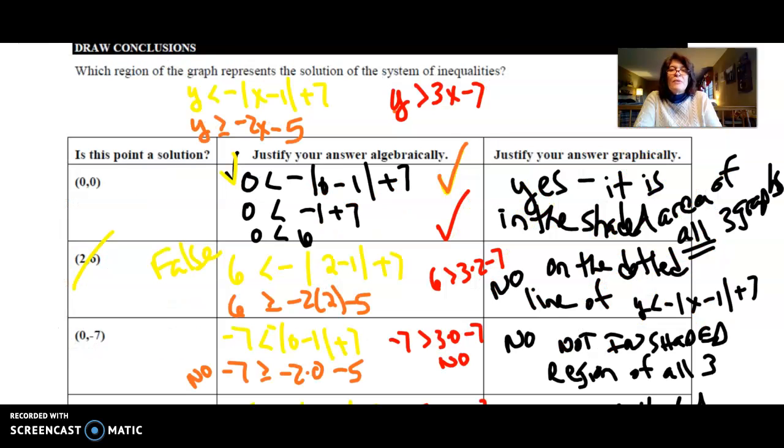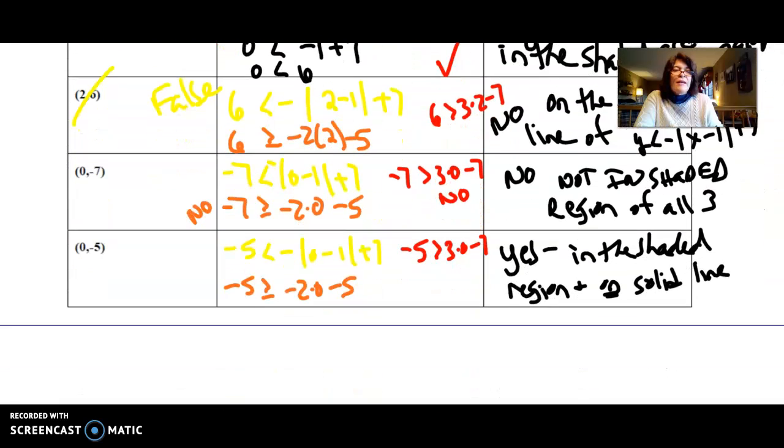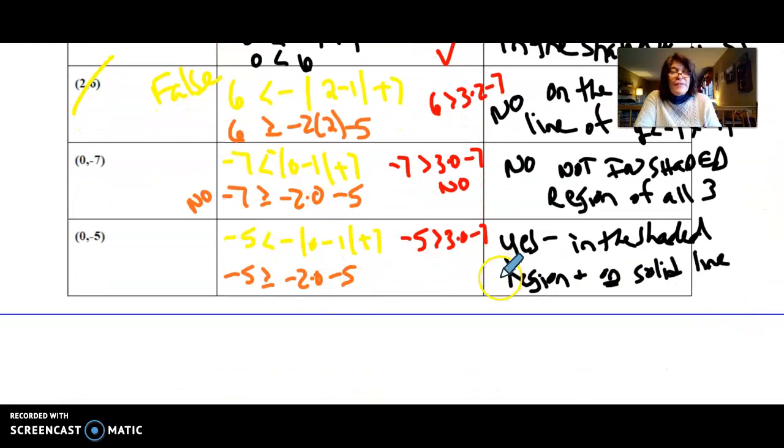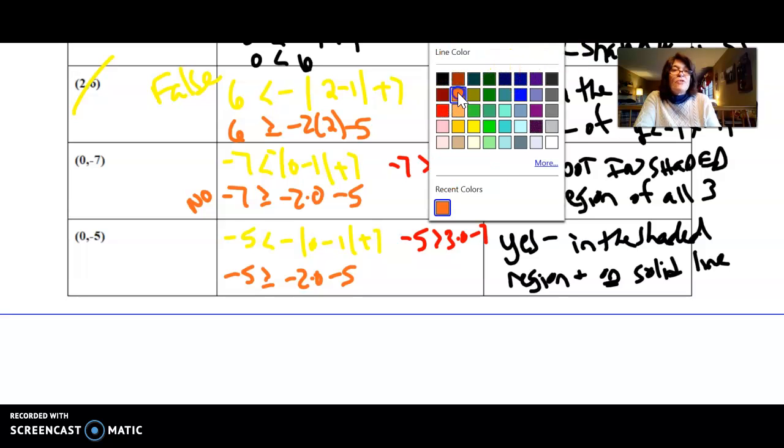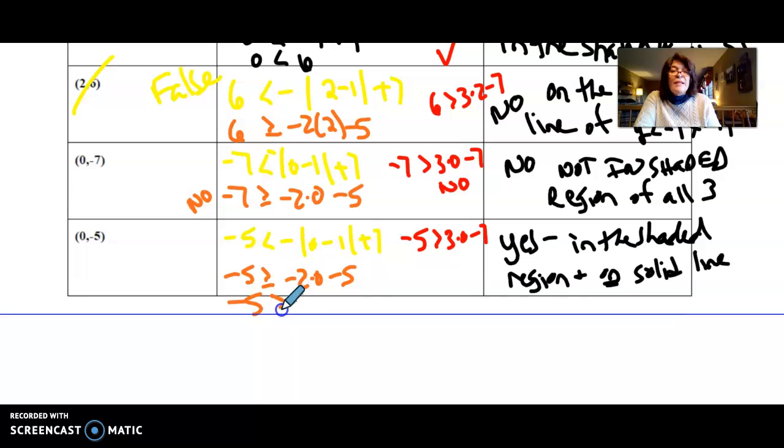You do have to be careful when you graph them that you don't darken it so much that you can't check answers. This one was fine, 0, -5. It was in the shaded region and it ended up being on the line, okay? When I looked at this orange one, -5 greater than or equal to -5 is what I end up checking. And -5 is greater than or equal to -5. So it checked off fine there. It checked off for everything else, okay?